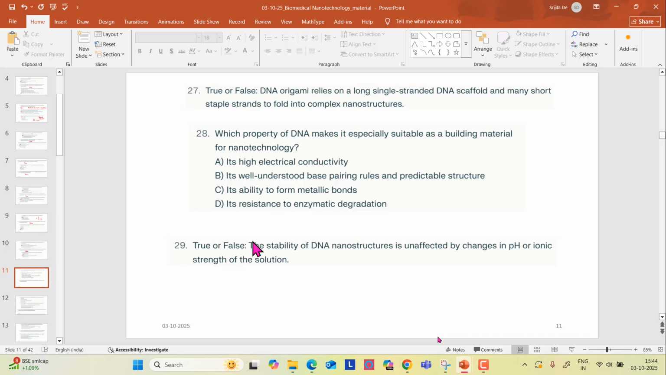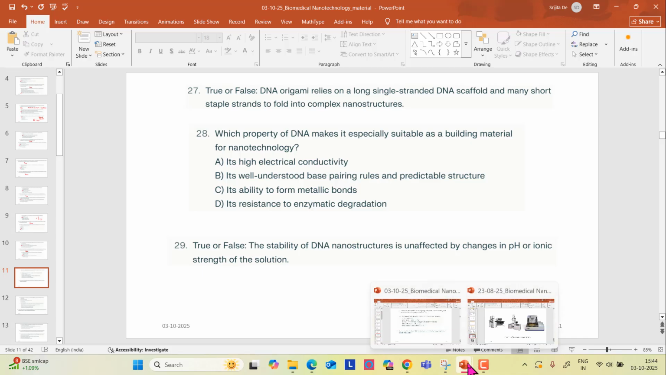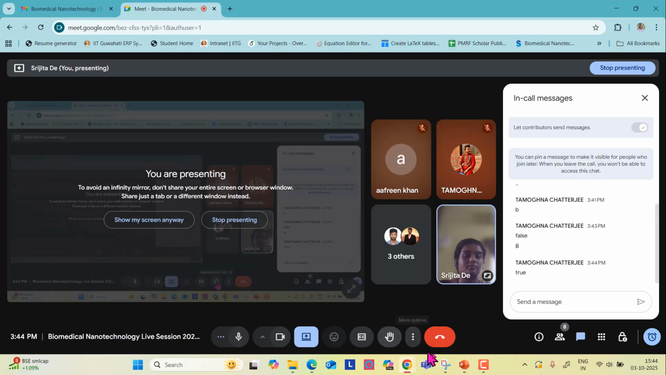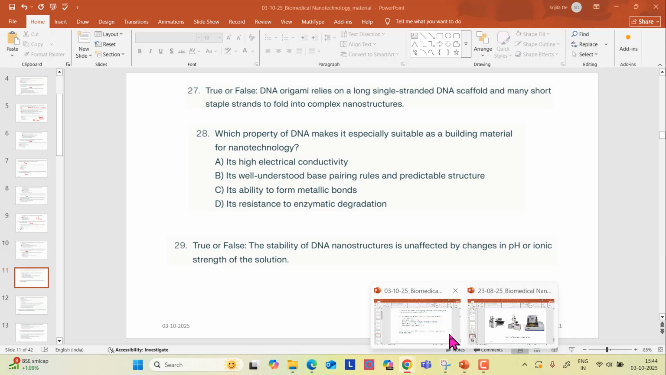Next, DNA origami relies on a long single-stranded DNA scaffold and many short staple strands to fold into complex nanostructures. Is it true or false? Yes, it is true.